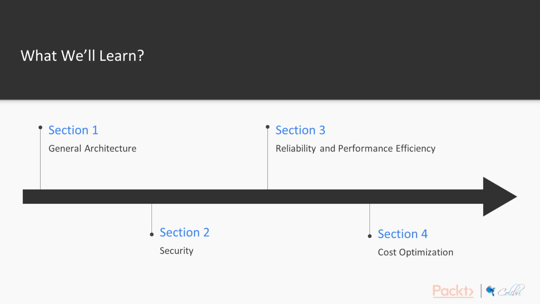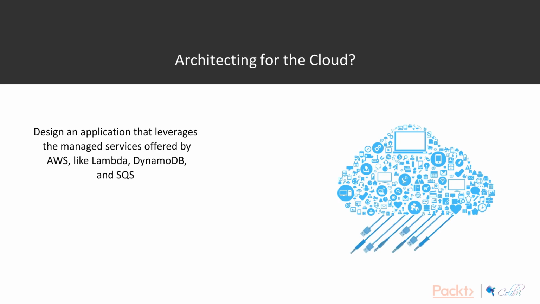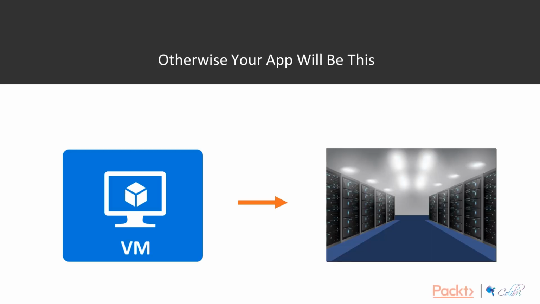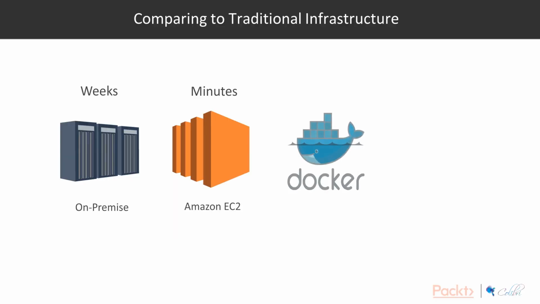So this course is broken down into 4 sections. To begin with, we're going to take a look at the general architecture principles of cloud computing and what the fundamental differences are between cloud computing and on-prem computing. This is an area that has a lot of misconceptions, and hopefully we're going to blow those out of the water from the very beginning.